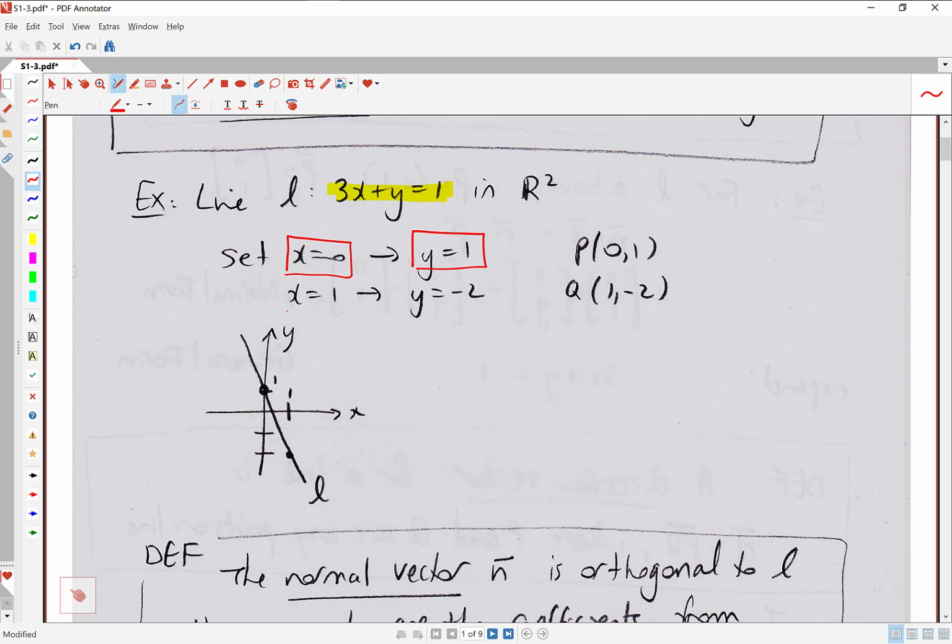P is 0, 1. Similarly, you could choose any other x value, like say x equals 1, sub that into the highlighted equation. So now that equation reads 3 plus y equals 1, and you could solve for y that way. So the y value would be -2, and that gives us a second point, which we might call Q. So Q has coordinates 1, -2. And then once we've got those 2 points, then we could graph the line. So you can see the x and y axes here in the picture. Here's our point P at 0, 1, and here's our point Q at 1, -2. And so that gives us just a quick way of drawing the line.